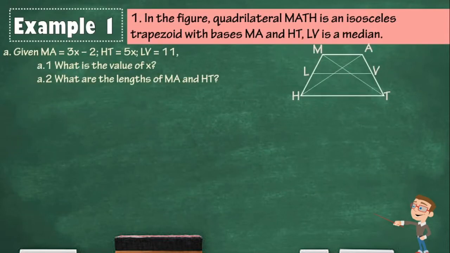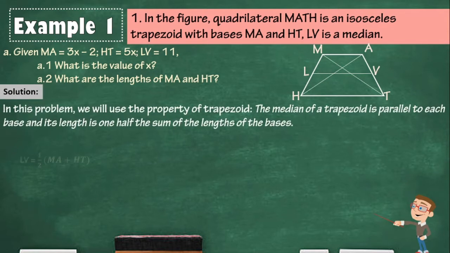Example number 1. In the figure, quadrilateral MATH is an isosceles trapezoid with bases MA and HT. LV is a median. So let us have letter A. Given MA is equal to 3x minus 2, HT is equal to 5x, LV is 11. 8.1, what is the value of x? And 8.2, what are the lengths of MA and HT?